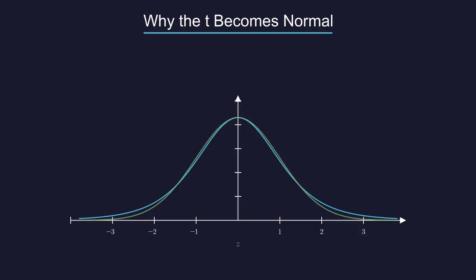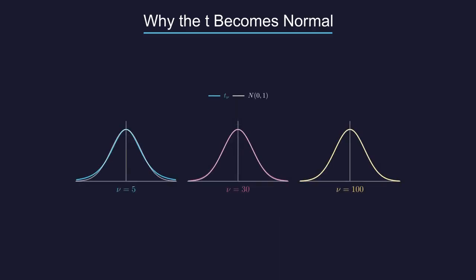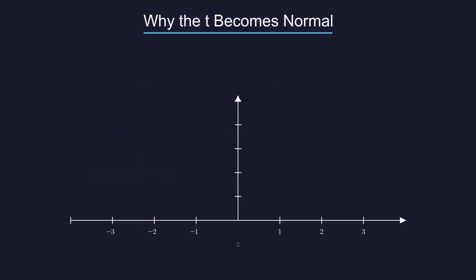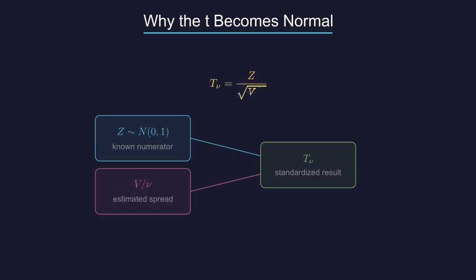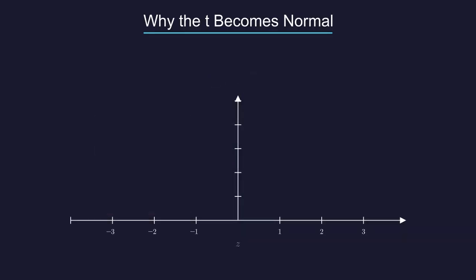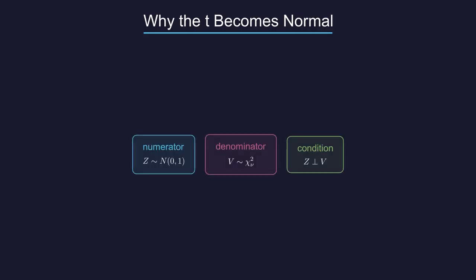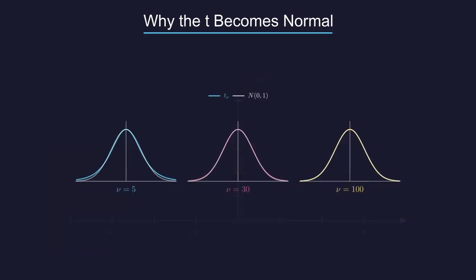The visualizer helps explain why small sample mean procedures use t, and why the normal approximation becomes close as that estimation uncertainty diminishes. A t variable is z divided by the square root of v divided by nu, where z is standard normal, v is independent chi-square with nu degrees of freedom, and nu is the degrees of freedom.